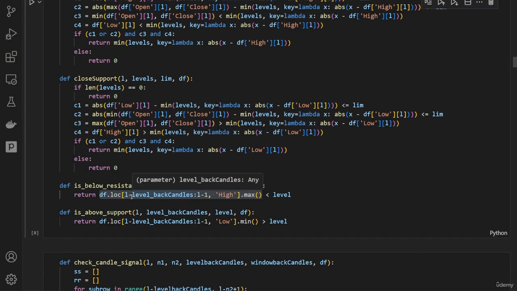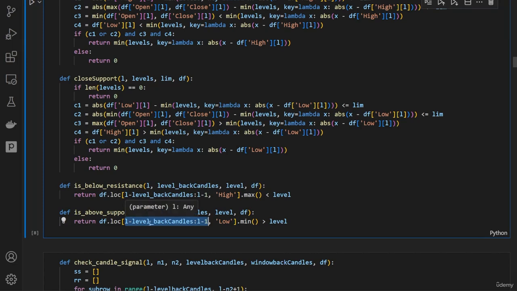The second function, is above support, checks if within the candles window from L minus level back candles up to L minus 1, so the previous candles preceding the candle of index L, the current candle, all of them are above the level that we are studying. So if this level is lower than all of these, we are talking about a real support level, in which case we return true.